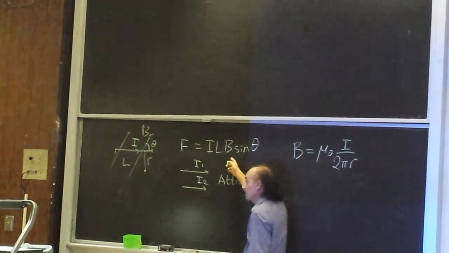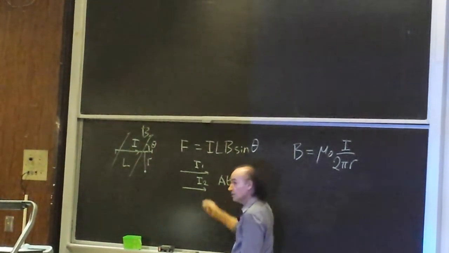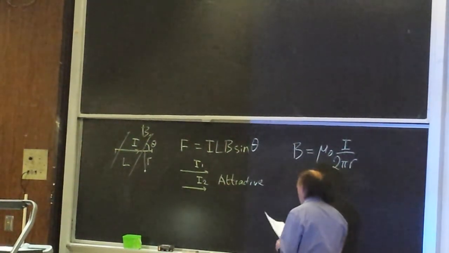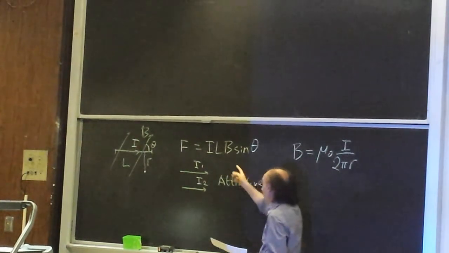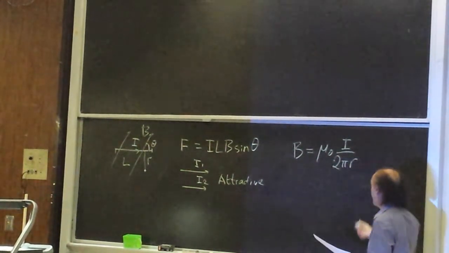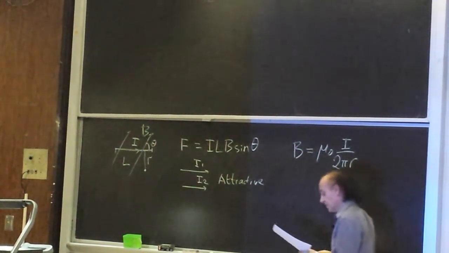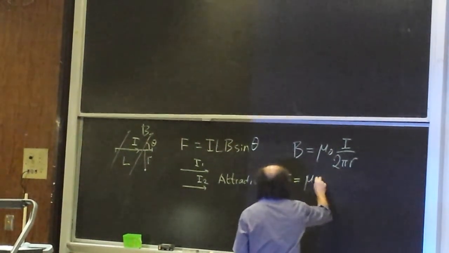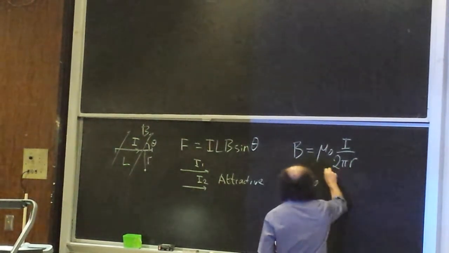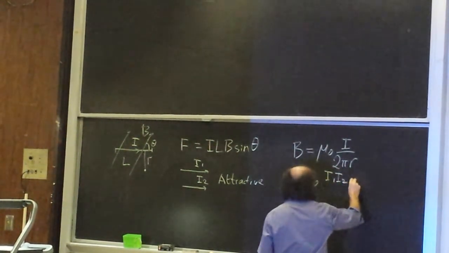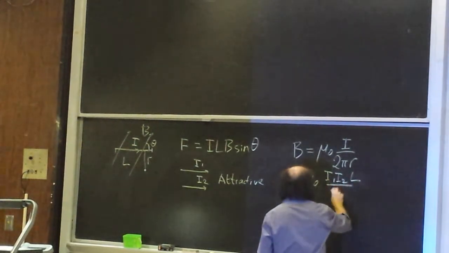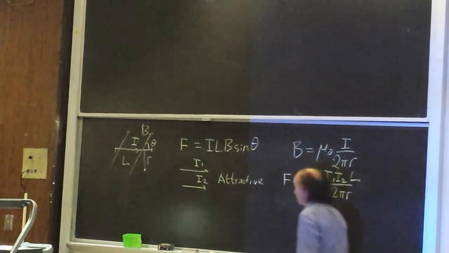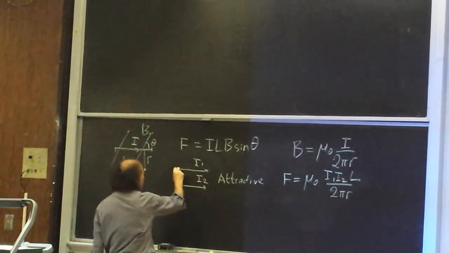But the magnetic field is the magnetic field created by the other wire. Okay? And basically when you replace B by this expression, you get the force expressed in terms of two currents. And this is the expression for the force between two current carrying wires. Here, R is the distance between the wires.